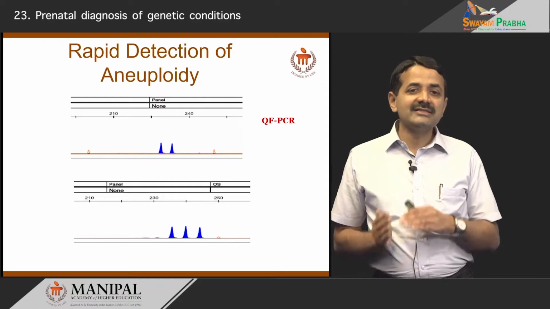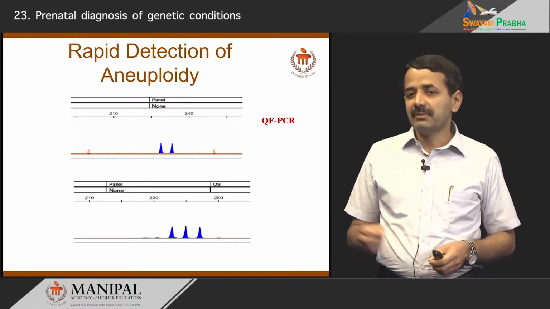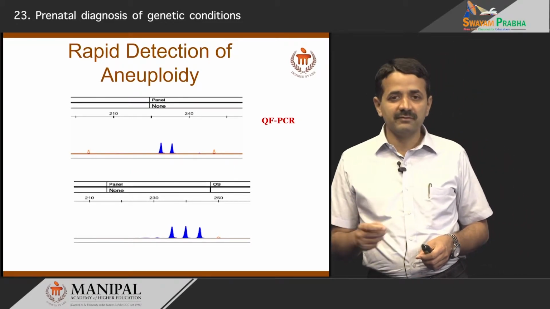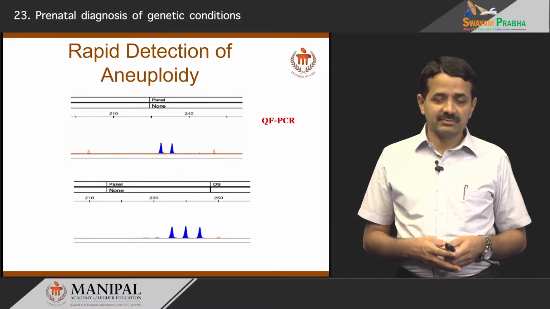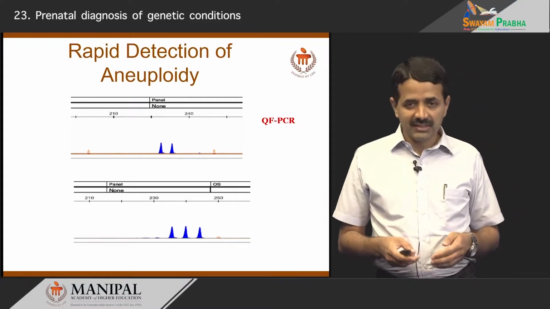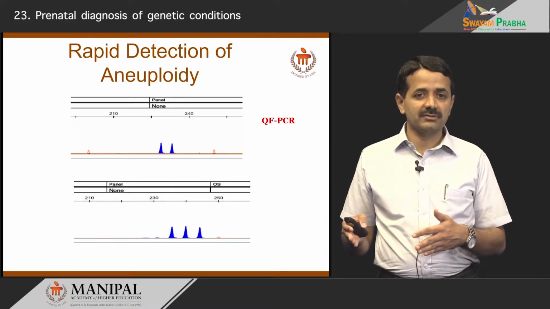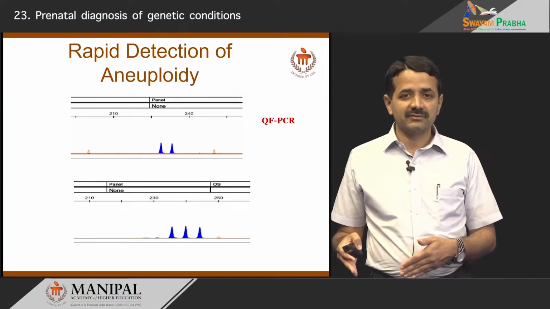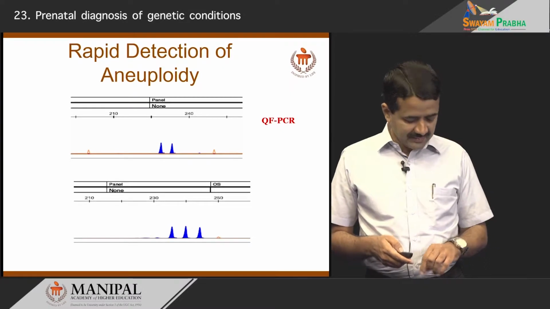Traditionally we used to wait for 2 to 3 weeks for the karyotype results to be available, but if you are specifically looking for 1 or 2 chromosomes, we can do something like QF-PCR, or quantitative fluorescence PCR, where you can see here on the top panel we have 2 markers for chromosome 21, which is normal, and below you have 3 markers, which suggests there is trisomy 21.